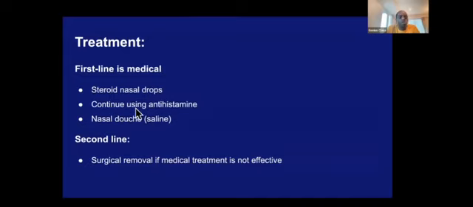The patient has to continue using antihistamine as well. Nasal douching, or washing the nose with what? With saline. So these are the medical treatments that may help. If the medical treatments are not helping, such as nasal steroid drops, antihistamine, and washing the nose with saline, that is nasal douching, then they can try surgical treatment. Surgical treatment is surgical removal of the nasal polyp, if medical treatment is not effective.